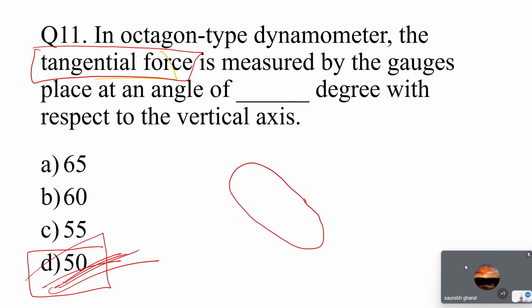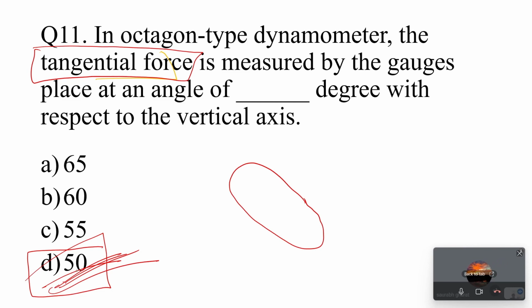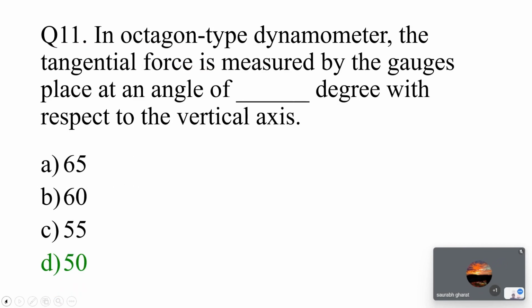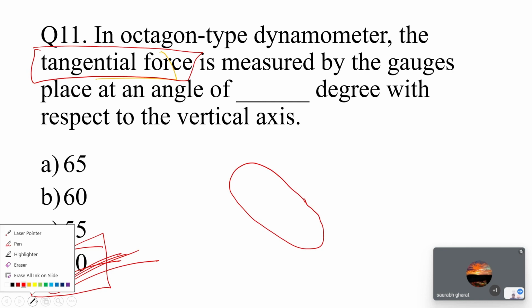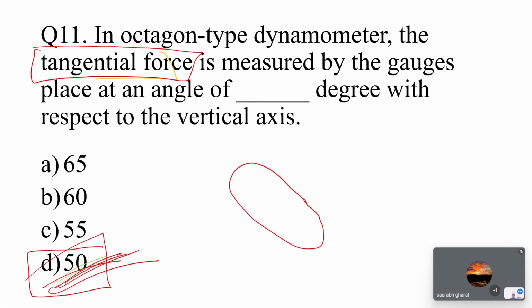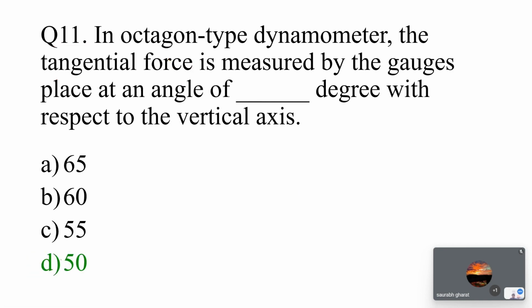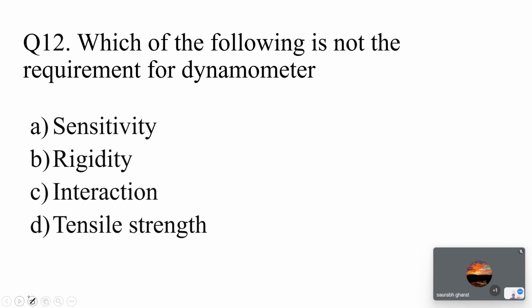It is mentioned in the slides. Okay, for an octagonal type dynamometer, your angle is 50 degree. It is mentioned here. Again, which of the following is not a requirement of a dynamometer? So they are asking which of these is not a requirement of a dynamometer. This is the simple question we are asking you. What out of it is not a requirement of a dynamometer?